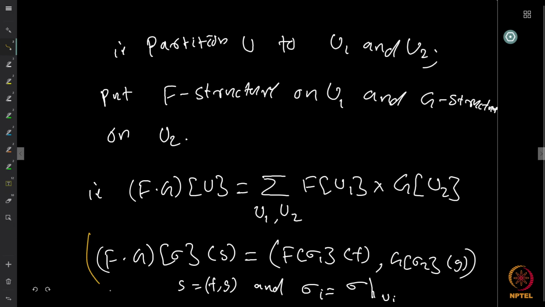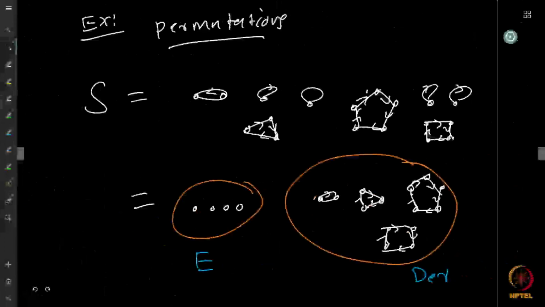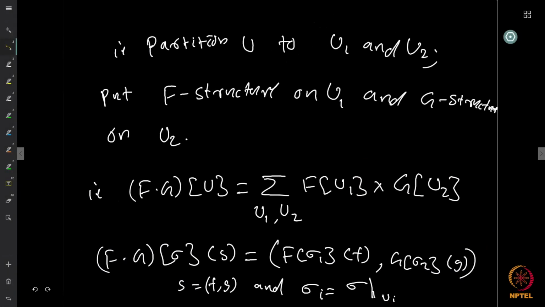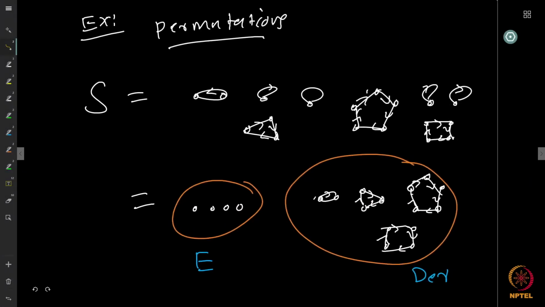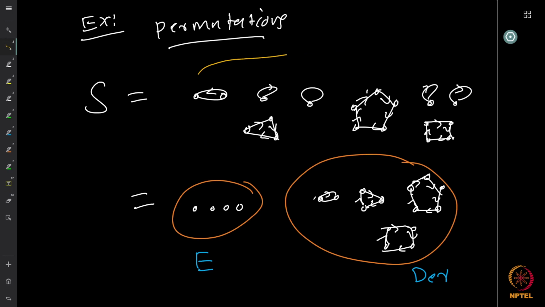So this is something that will be satisfied. That should be satisfied. So let's look at a very interesting example. We look at the example of permutations. The species of permutations, denoted by S, and we know that permutations are basically cycles. So you have several cycles here.